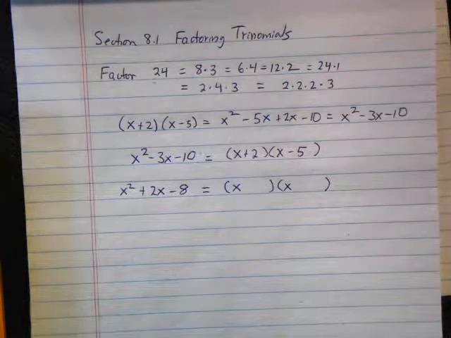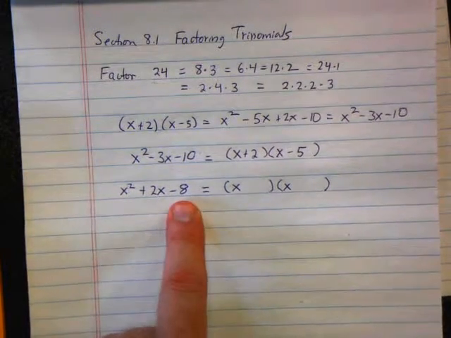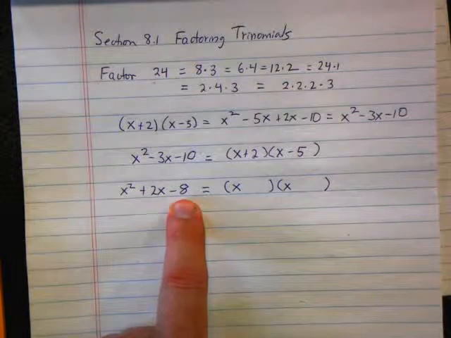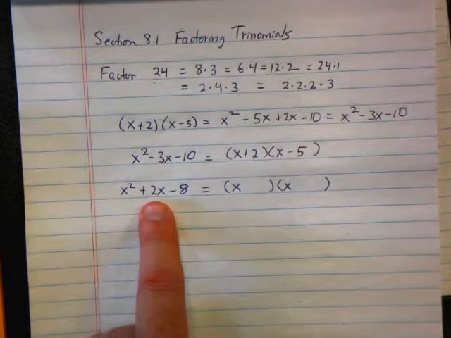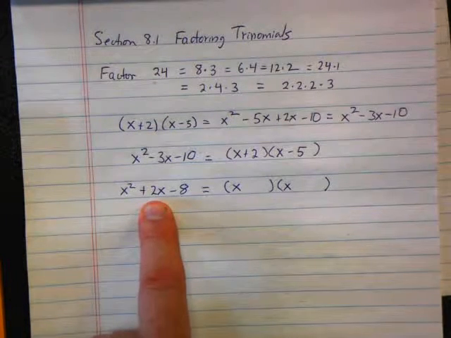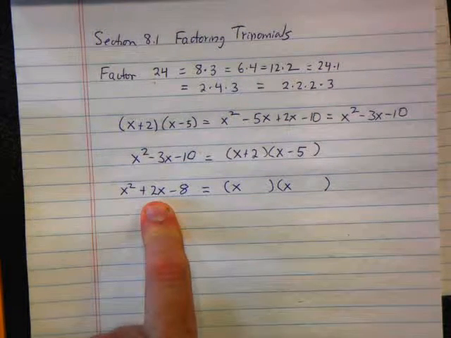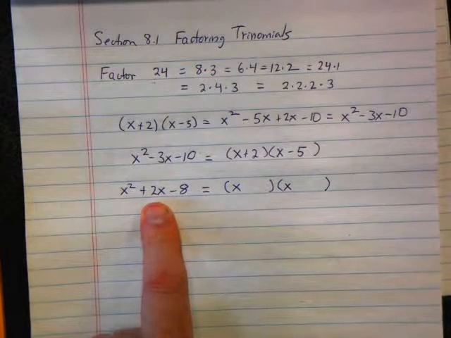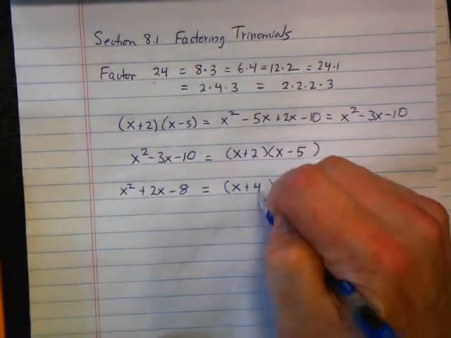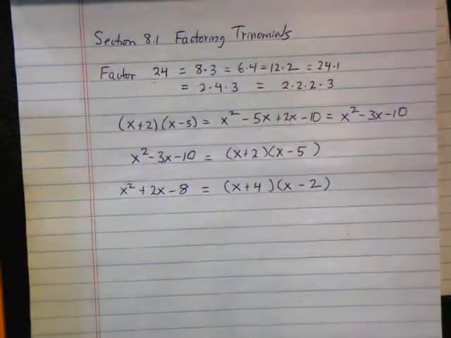I need to find two numbers that will multiply to give me negative 8. That's the last part of FOIL. At the same time, I need those two numbers to add to be positive 2. So what two numbers can you think of that will multiply together to be negative 8 and yet add up to be positive 2? Positive 4 and negative 2, I think, is absolutely correct.